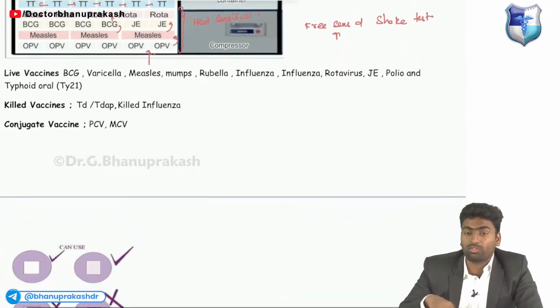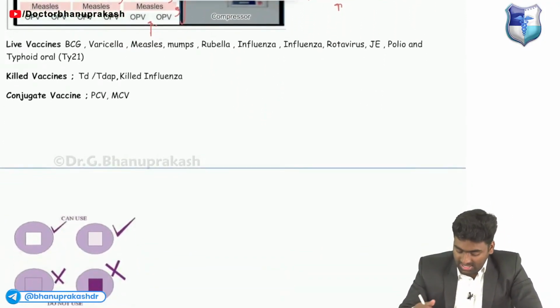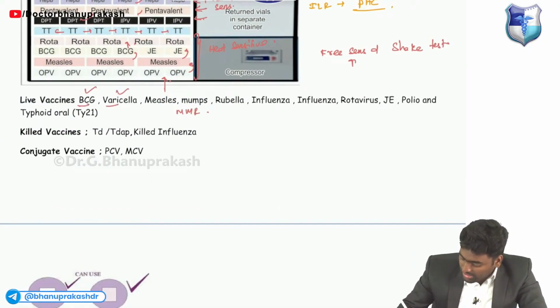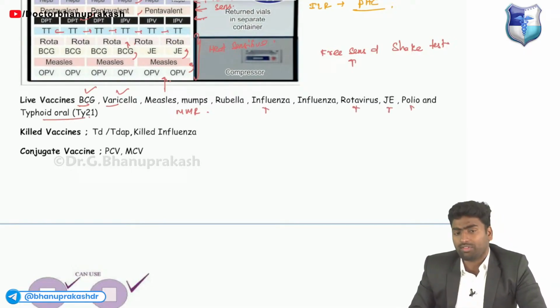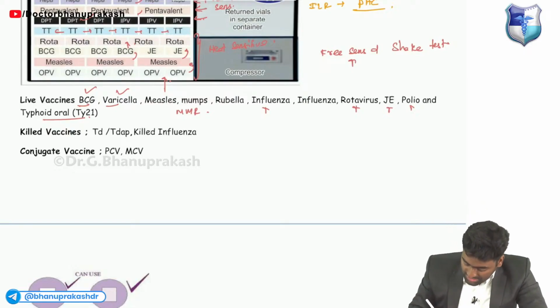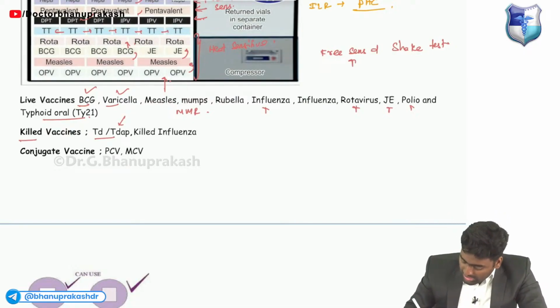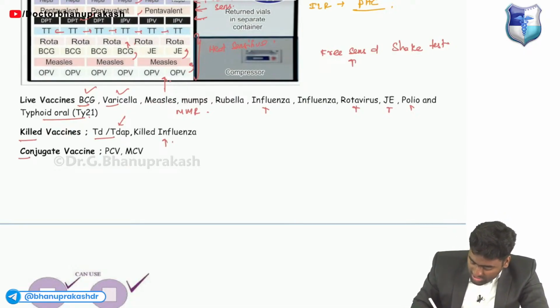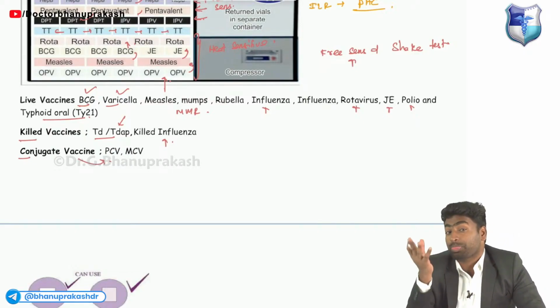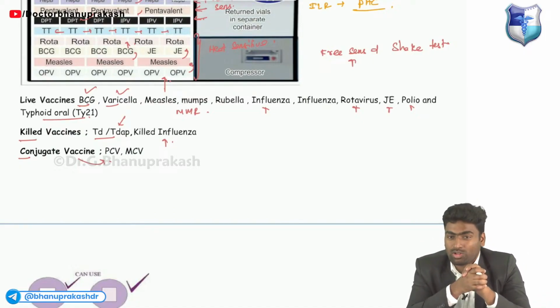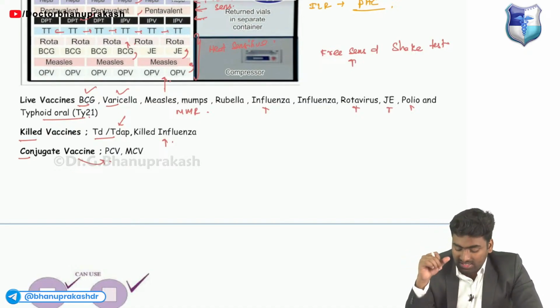Fine. And we have a few vaccines, they are the live vaccines. These live vaccines include BCG, varicella, MMR vaccine, then influenza, then rotavirus, JE, polio, and typhoid vaccine. All of these vaccines are what? They are live vaccines. Whereas killed vaccines include TD and Tdap, which also have a proteinous subunit, then killed influenza vaccine. Fine. And conjugate vaccines we usually develop from capsules, for example, pneumococcal PCV and meningococcal vaccine. Both of them are developed from the capsule of the organisms. So these are the types of vaccines that you should know.